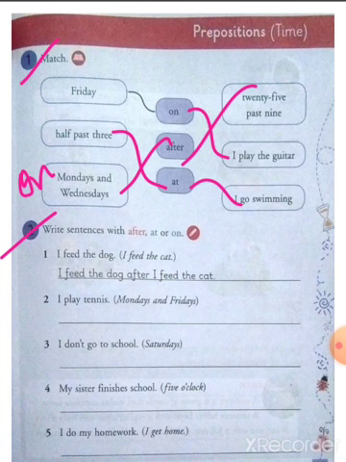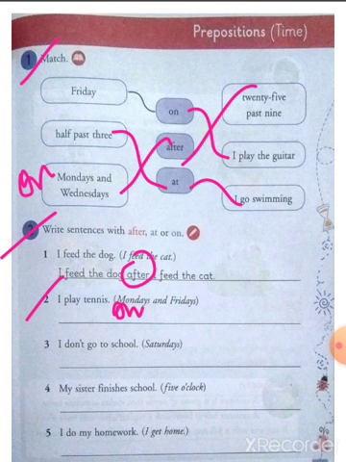So I fed the dog, I fed the cat. So I fed the dog after I fed the cat. I play tennis Mondays and Fridays. So I play tennis on Mondays and Fridays. Next, I don't go to school. So I don't go to school on Saturdays.